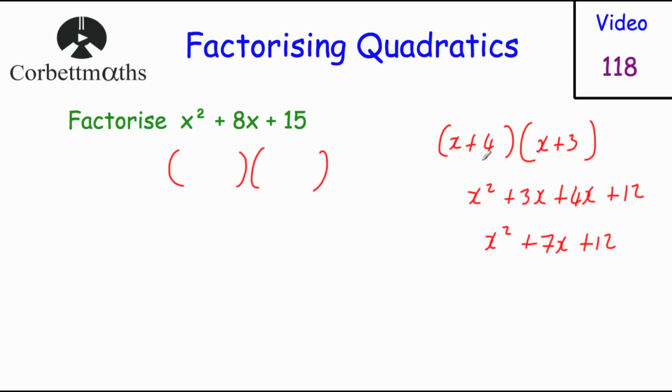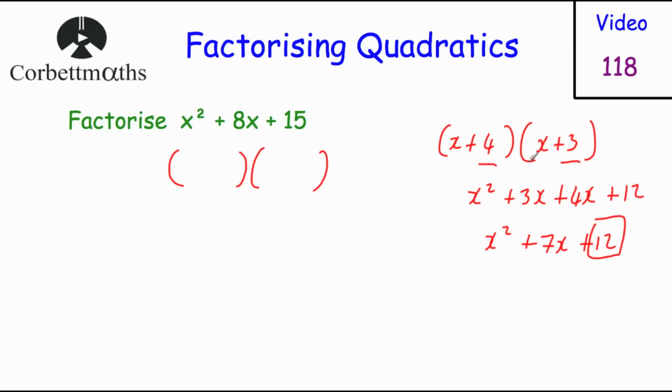Now one thing that I notice is that the 4 multiplied by the 3 gives us the number on the end, the 12. So the two numbers in the brackets at the end, the 3 and the 4, will multiply together to give you the number at the end of the quadratic. So here, where we've got our x squared plus 8x plus 15, the number here and the number here will times together to give us 15.